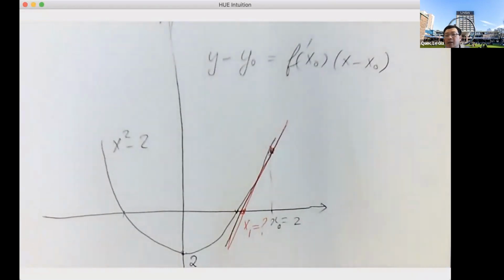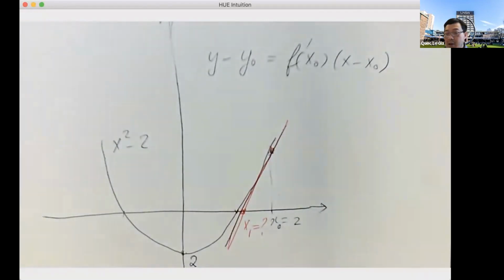Okay, so somebody said already, yeah? So yeah, the equation is just y minus 2 equals 4x minus 2. So y equals 4x minus 6. So set y equal to 0, then x equals 1.5.